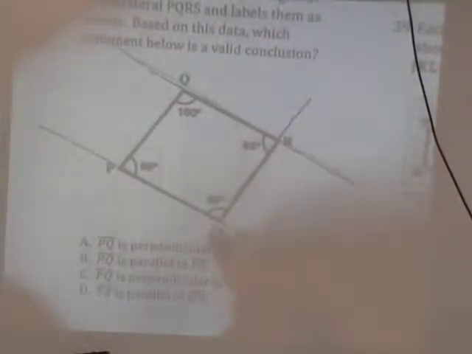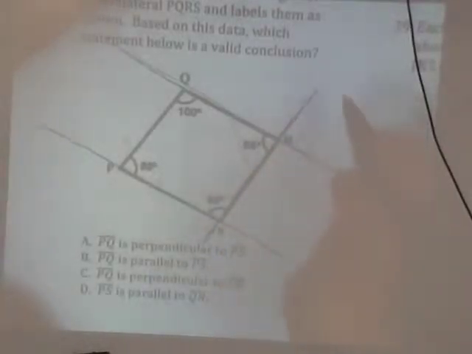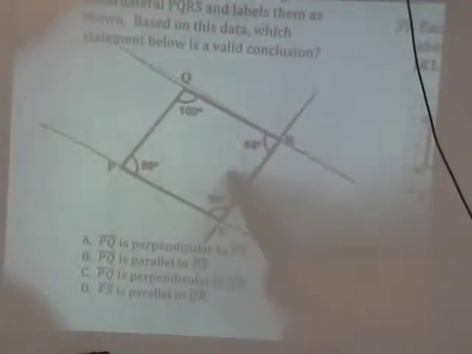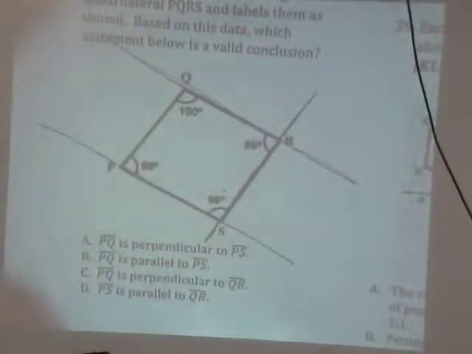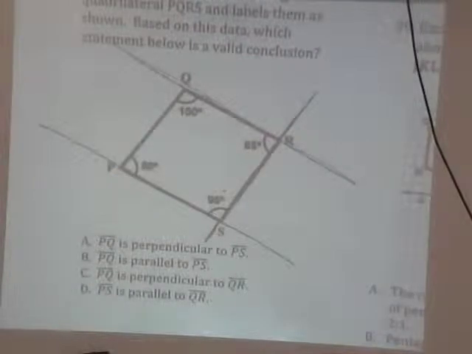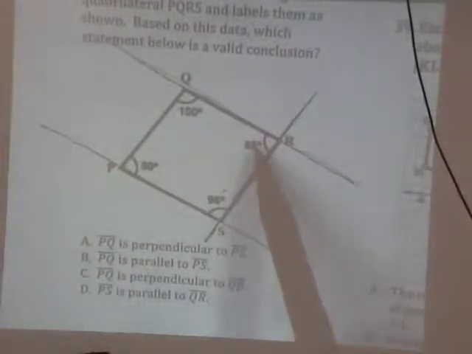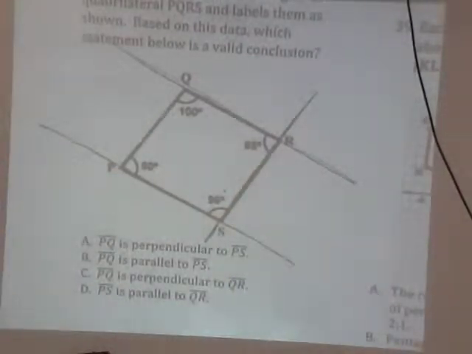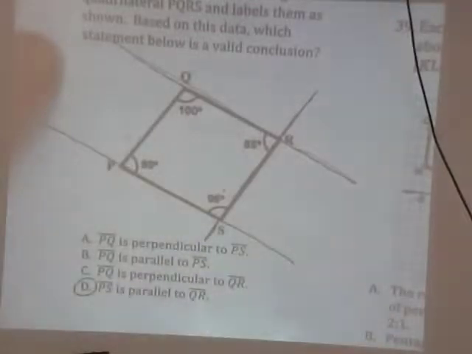If those are parallel, what do you call this line here? Transversal, good. These two angles here would be called what? Same side interior, right? And what do we know about same side interior angles? They equal 180. They're supplementary. I thought you were going to say equal to each other. Are these two angles supplementary? 85 and 95 equals 180, right? So good. D is the correct answer.